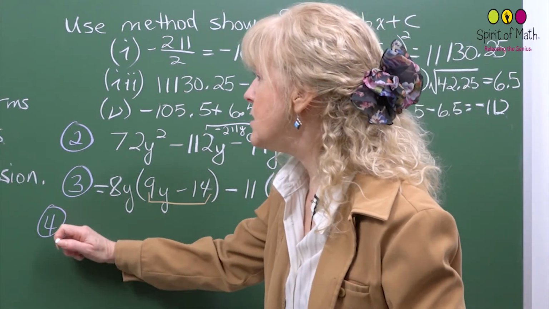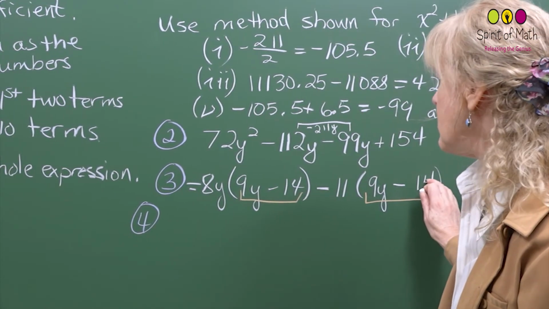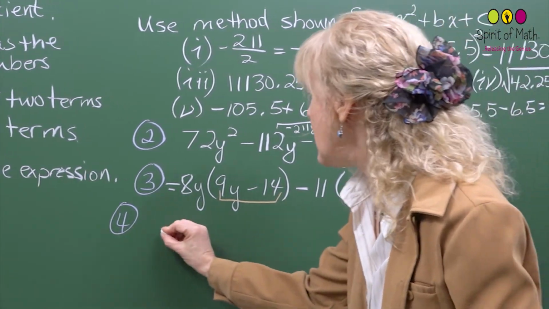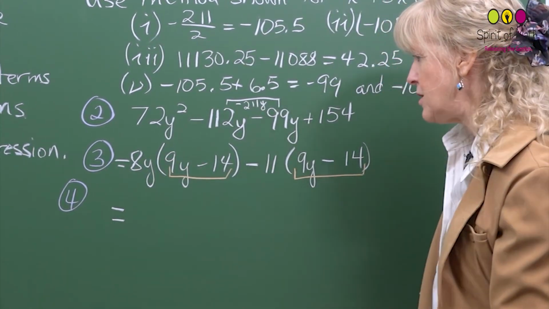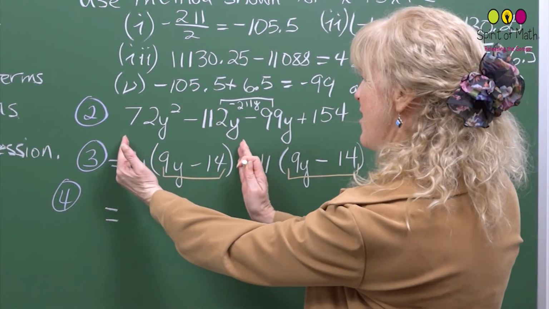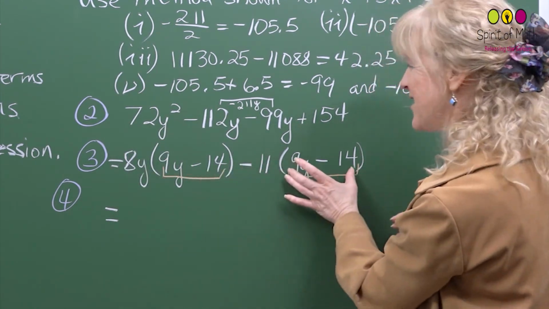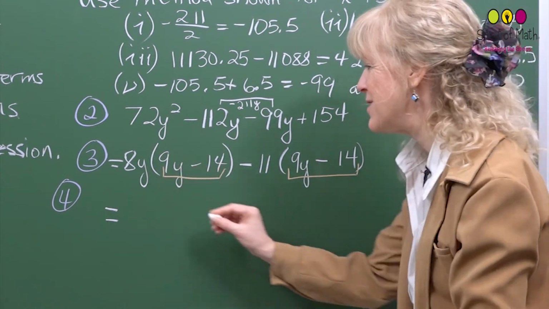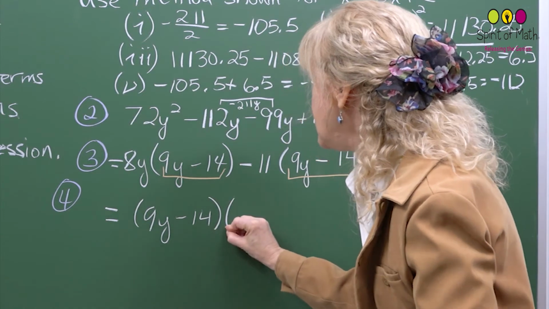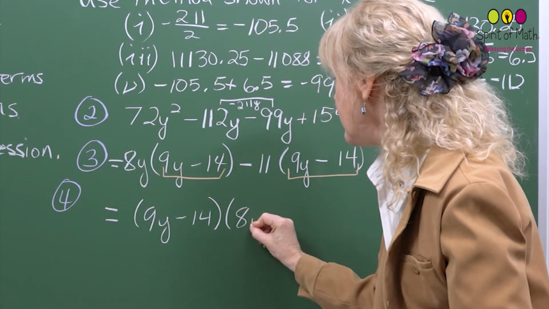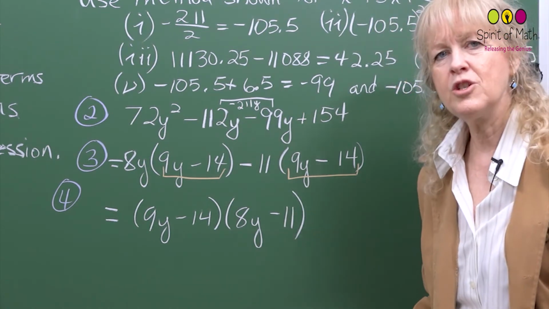Okay, so that takes you to step number 3, which says common factor the first 2 terms and the second 2 terms. So you did that. And then step 4 says common factor the whole expression. Well, if you notice, this is one term and this is the second term. So what you want to do is common factor this. That's what's common to both the terms. So you common factor 9y minus 14, and what's left is the 8y in the first term minus 11 in the second term. And there you've got your answer.